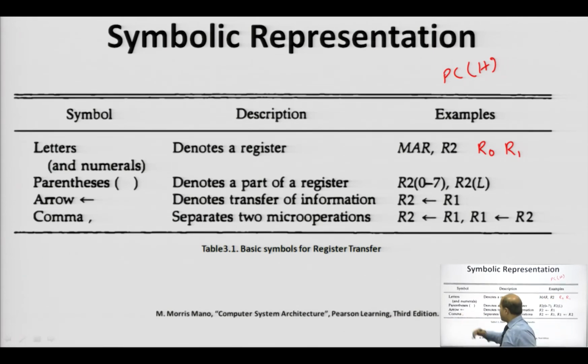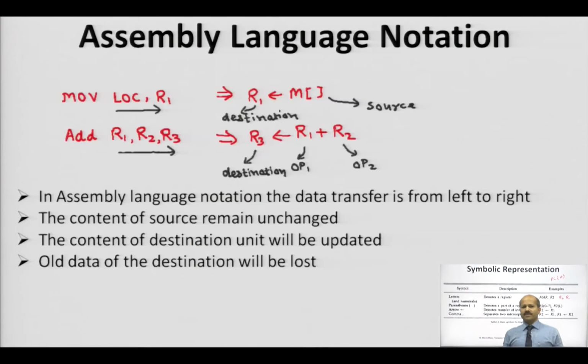The next symbol, the comma, shows two or more micro operations in a single statement. For example, we can represent multiple transfer operations in a single statement by separating them with a comma. This comma is basically used to separate two micro operations. So, R1 to R2, comma, R2 to R1. This is the general symbolic representation for register transfer.